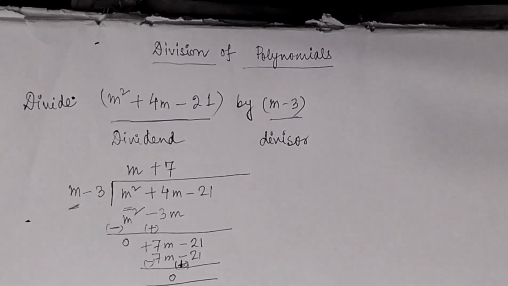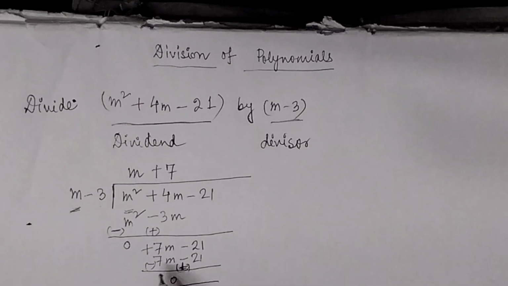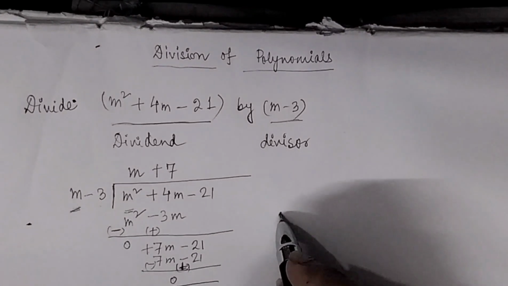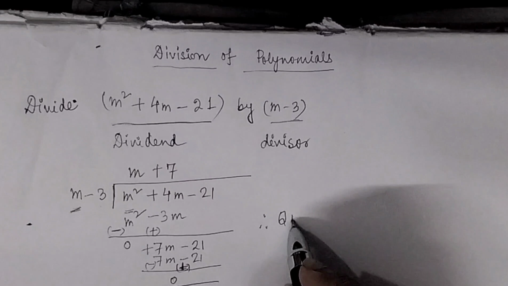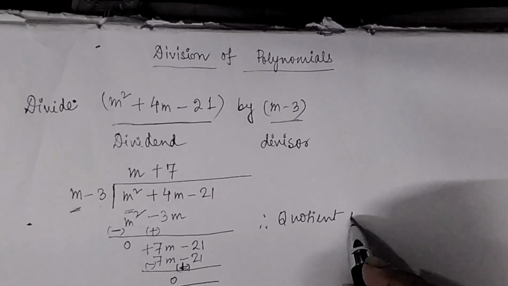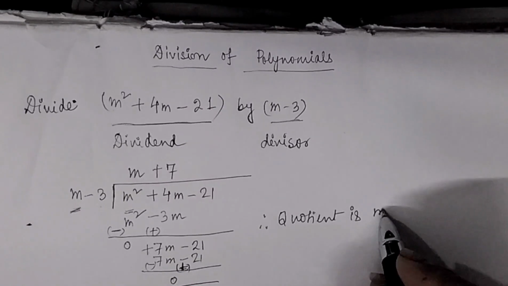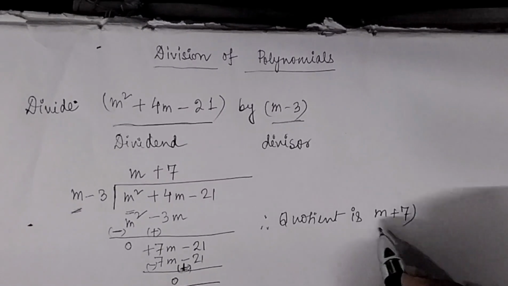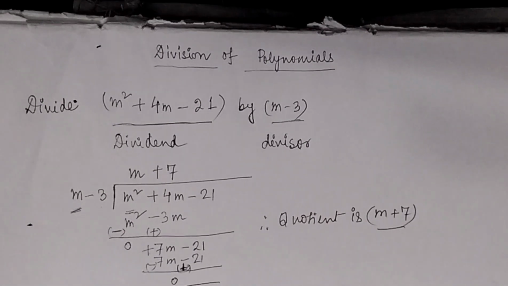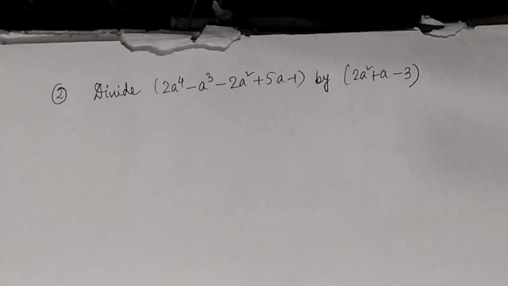Okay, so here no terms exist right now in this step. So obviously our calculation is over and we get the quotient, which is m plus 7. So this is the way of dividing a polynomial by the other. Now let's take another example.